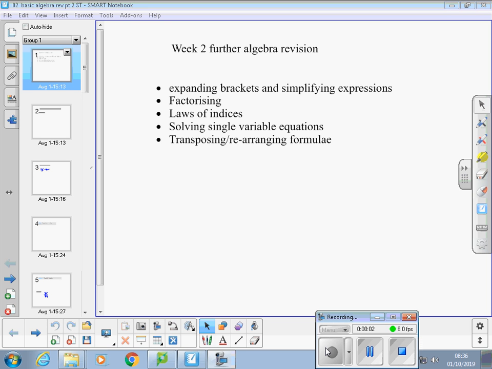More algebra revision. We're going to look at expanding brackets and simplifying expressions, because there were some of those in the test you had at the beginning. Factorising, very important, the laws of indices. We touched on it a little bit last week, but we're going to make sure we've got that cracked this week, hopefully. Solving single variable equations, and one that seems to be a very sticky thing for a lot of students, that's transposing formulae, so rearranging a formula from one form to another. We'll get as much of that covered this week as we possibly can.